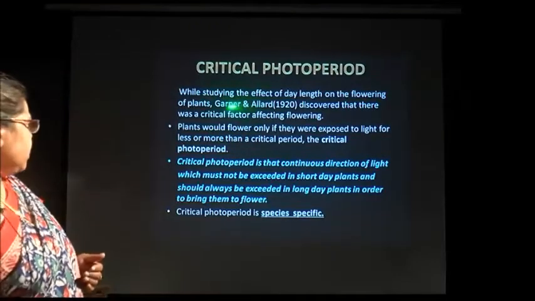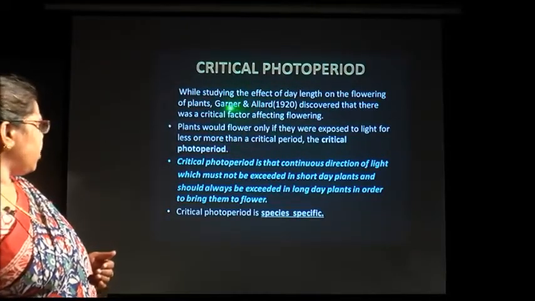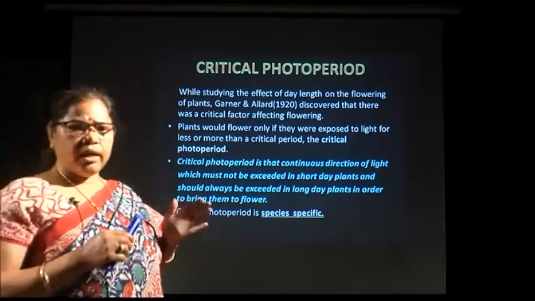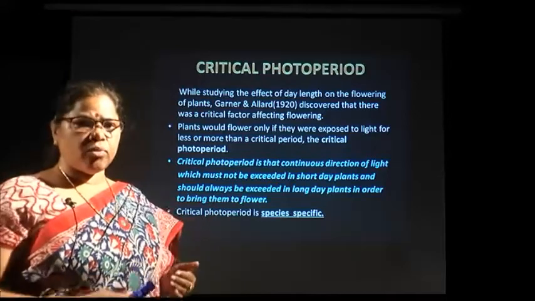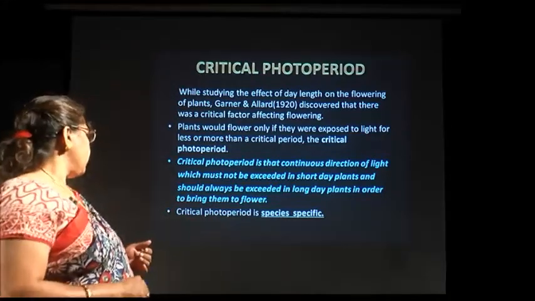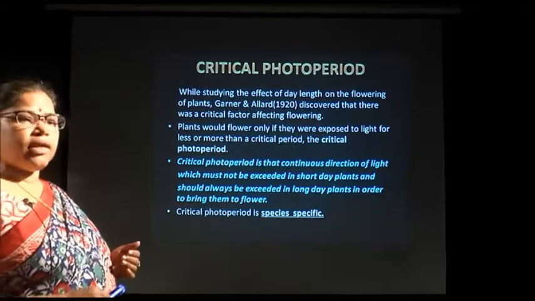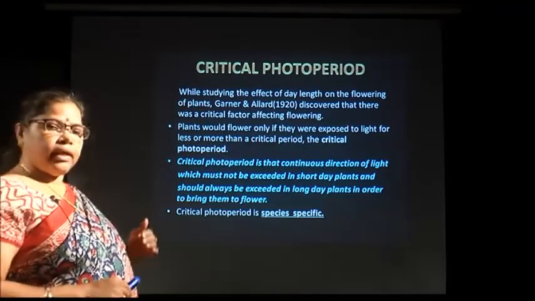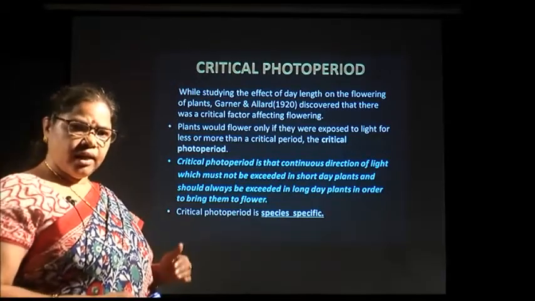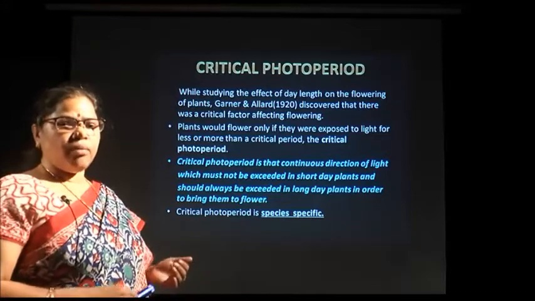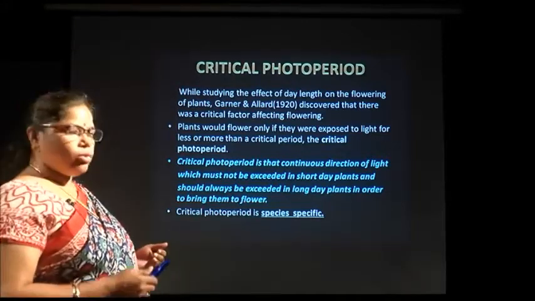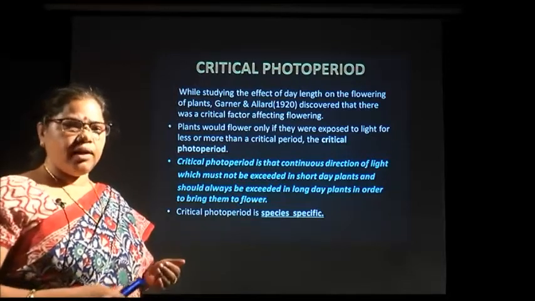While studying this effect of day length on flowering, Garner and Allard found that there is a certain critical photoperiod which affects the flowering process, and the plants would flower only if they are exposed to light for less or more than this critical photoperiod. Some plants need less than this critical photoperiod, some plants need a day length more than this critical photoperiod. So, accordingly they are known as short day plants and long day plants.